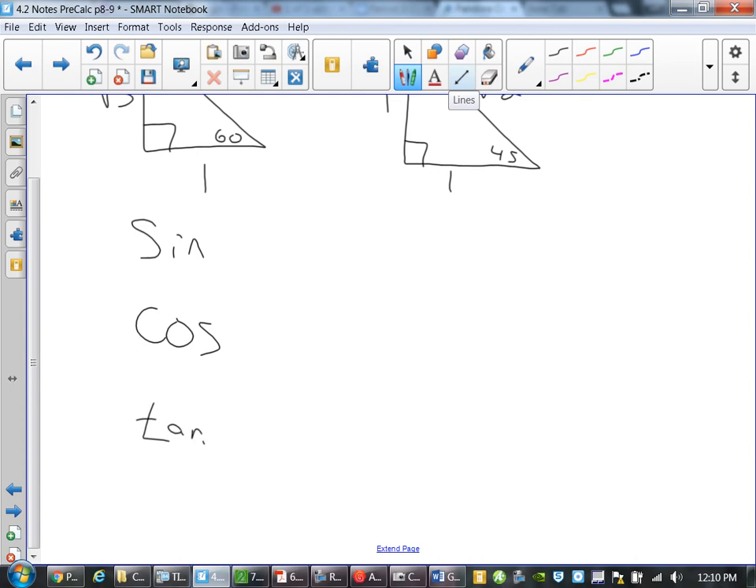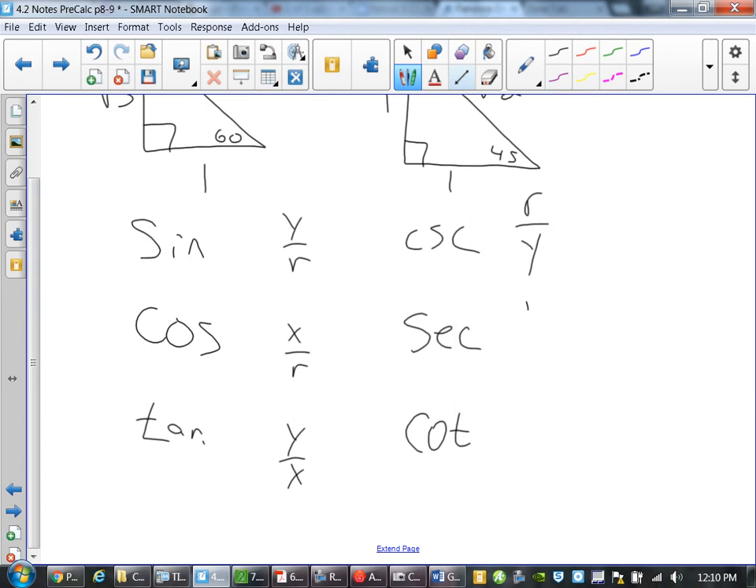So sine was y over r, cosine was x over r, tangent was y over x. Cosecant was the inverse, secant was the inverse, and cotangent was the inverse. R over y, r over x, x over y.